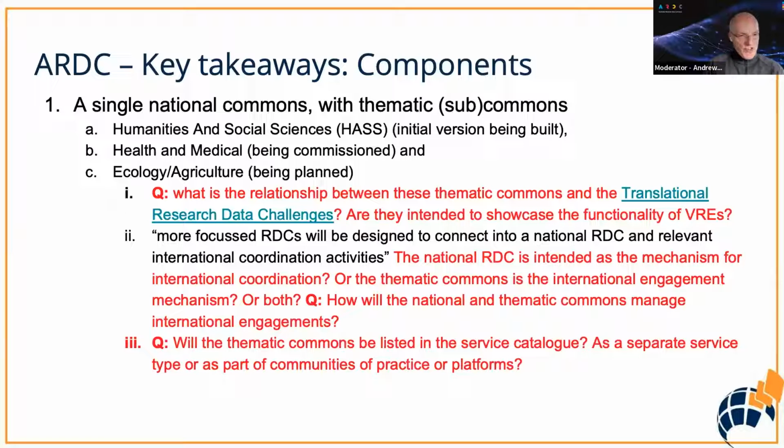So one of our questions was, are you a commons or are you a series of commons? And my answer was, we're a single national commons, but we're building out thematic sub-commons. So we have a humanities, arts and social sciences sub-commons. We have a health and medical commons, which is currently being commissioned. And we're in the early planning stages for an ecology agriculture commons. So these are, I guess, a little bit like the thematic data spaces that Europe is putting in place. But Europe's big, Australia's small, we've only got 3.